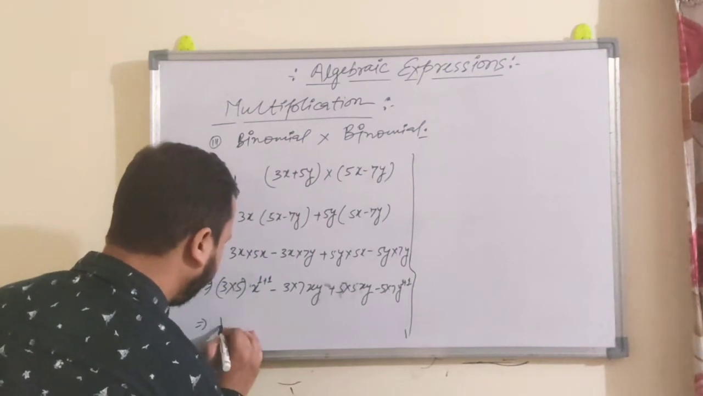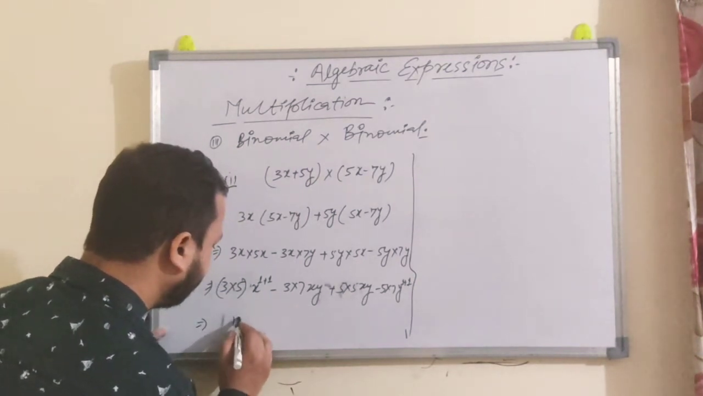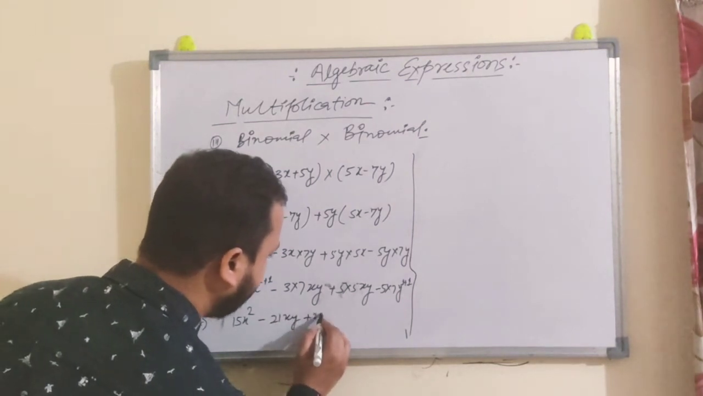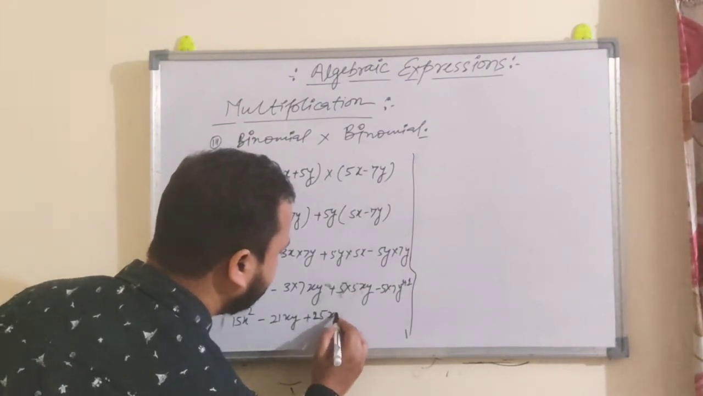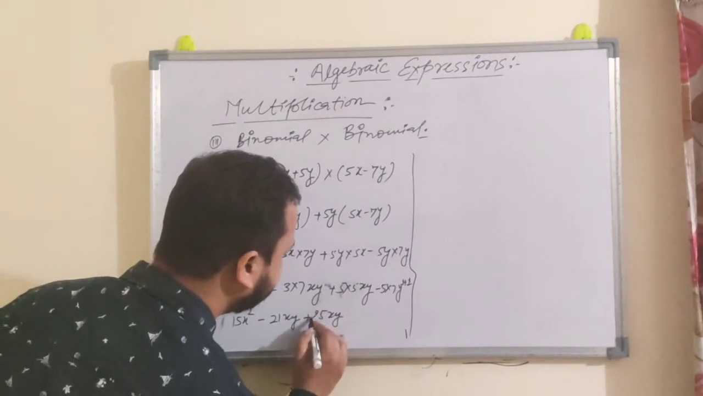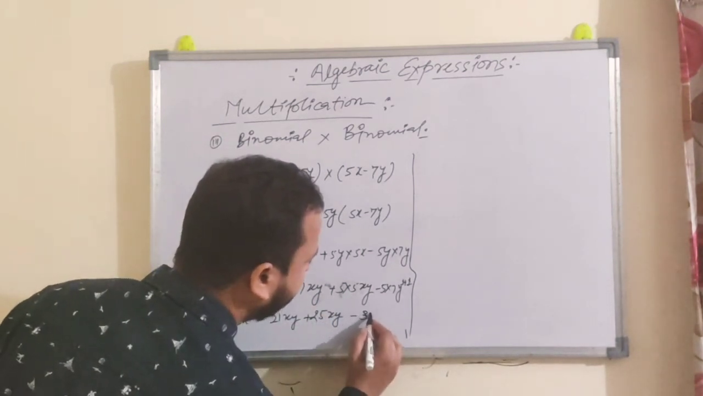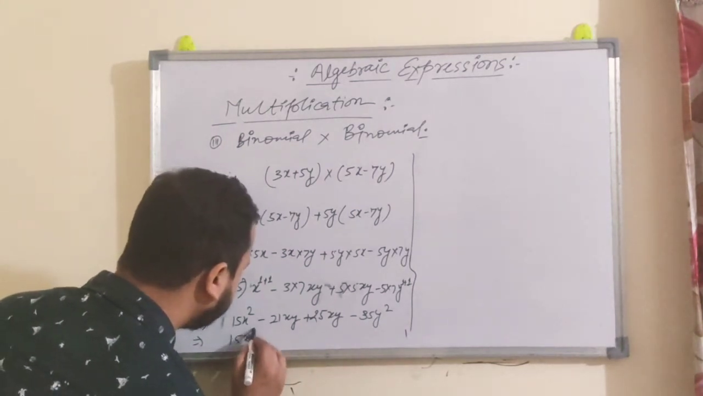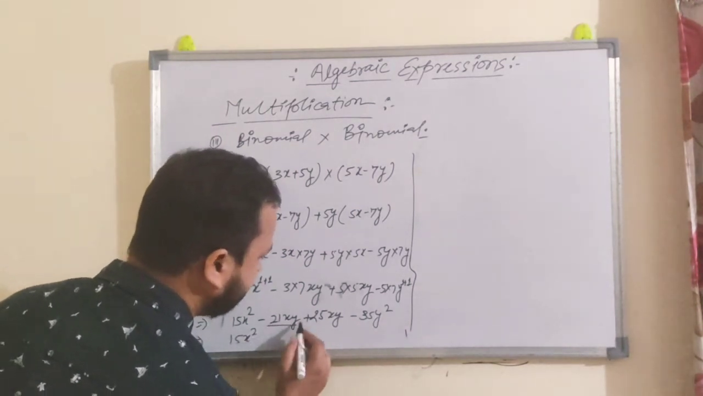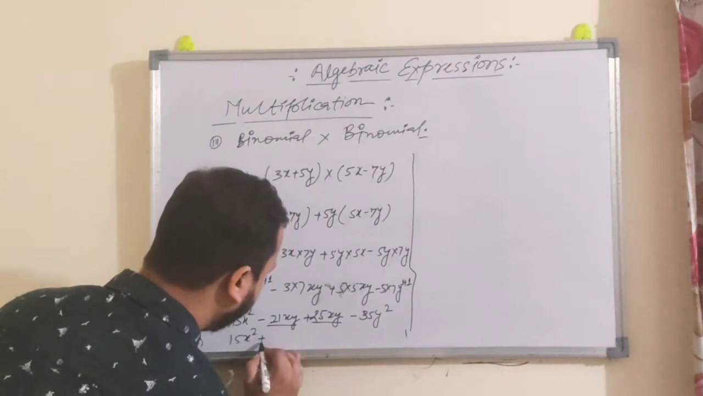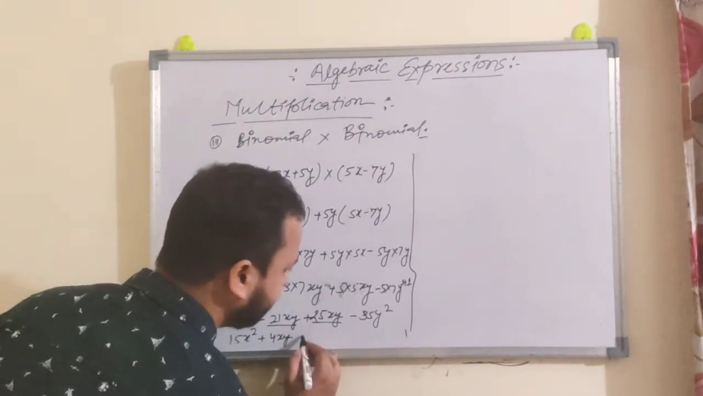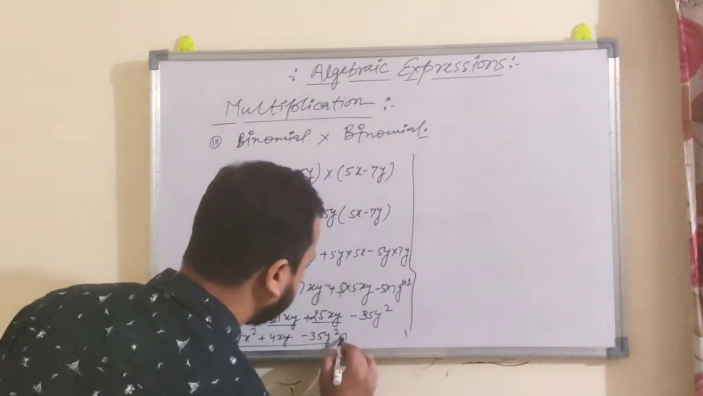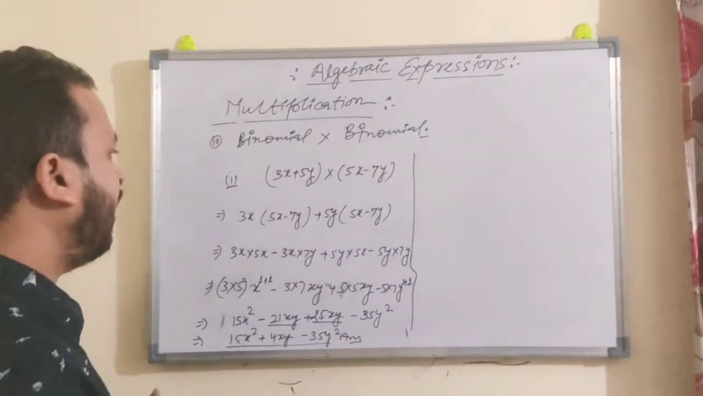So here we get 15x square minus 21xy plus 25xy minus 35y square. Then 15x square, here 21xy and 25xy, we get 4xy with positive sign, minus 35y square. This is the answer by the horizontal method.